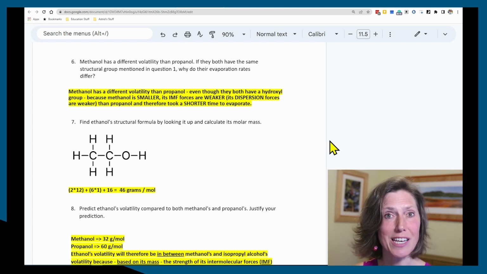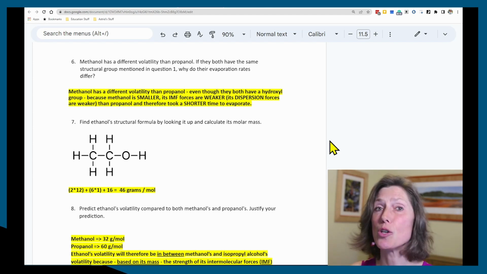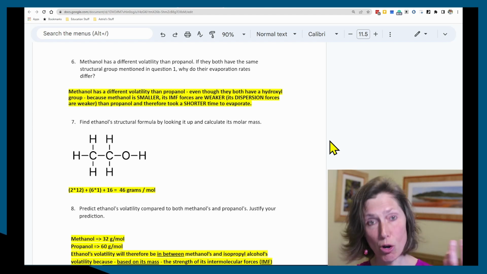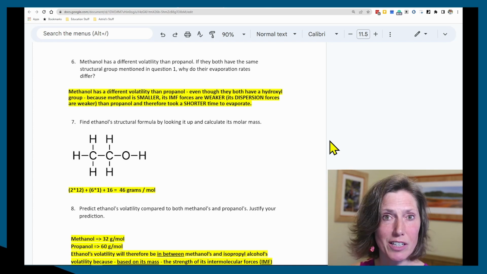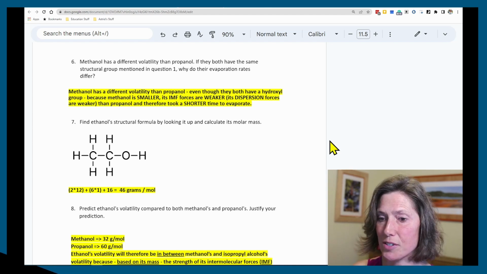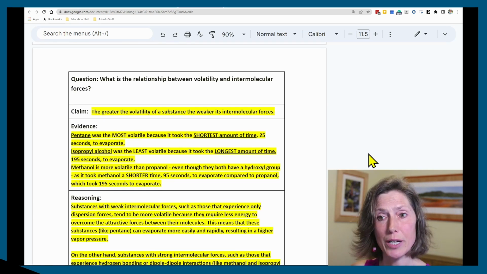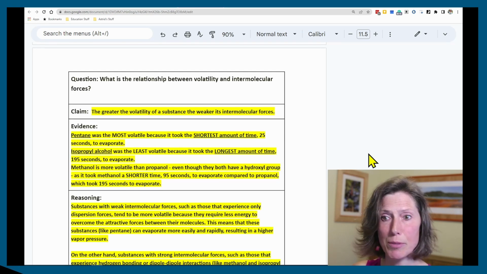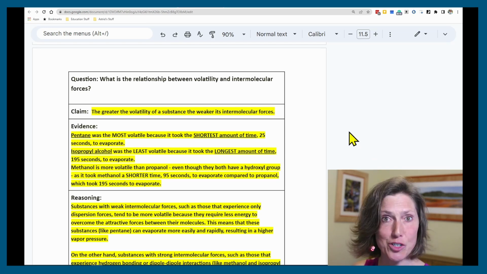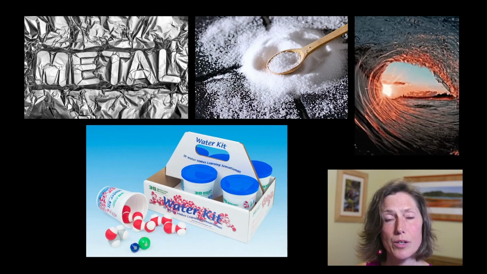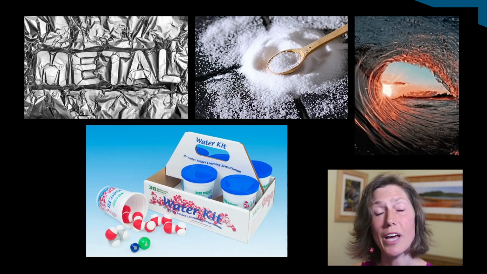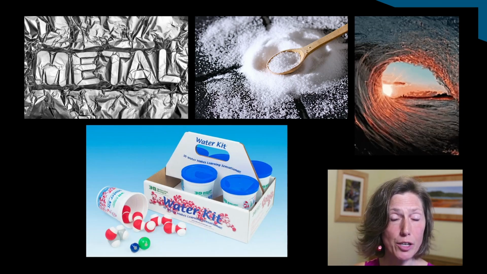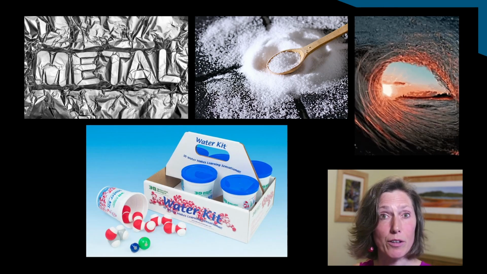What would happen if we tested ethanol? Ethanol being smaller than rubbing alcohol, but larger than methanol. What would be the predicted volatility of this substance that they did not test? They end the lab by completing a claim evidence reasoning statement by answering the question, what is the relationship between volatility and intermolecular forces? So upon completion of this lab, I really hope that your students, as did mine, have a better understanding or re-understanding of intermolecular forces.